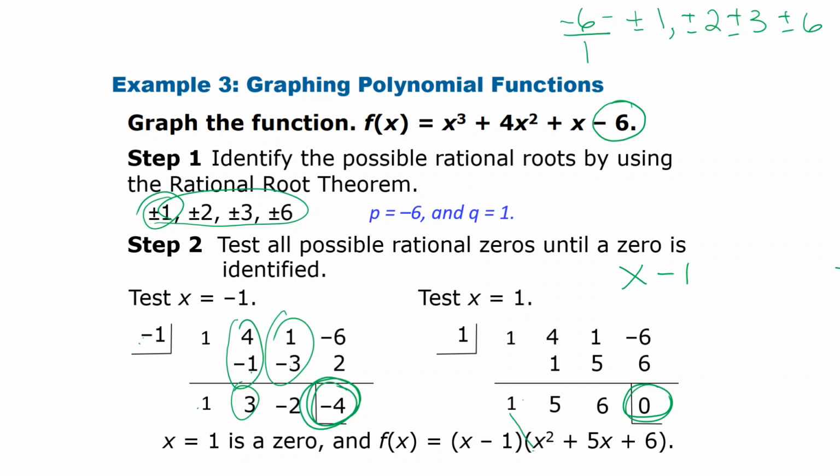And notice that the quotient is 1x squared plus 5x plus 6. When I look at this, I can go ahead and factor that. Two numbers that multiply together to get 6 and add together to get 5 are 3 and 2. So my last factors are x plus 3 and x plus 2. Now I see that I have 3 roots. I have a root at 1, I have a root at -3, and I have a root at -2.